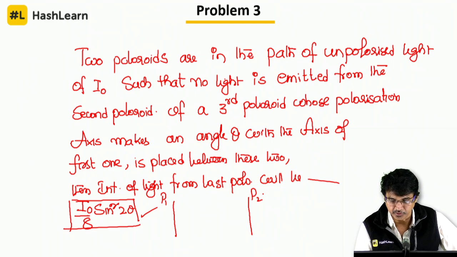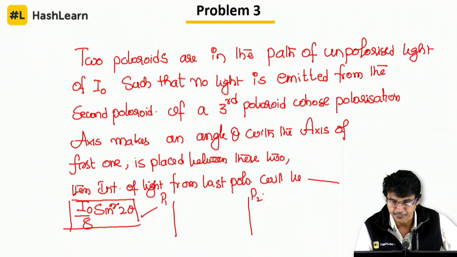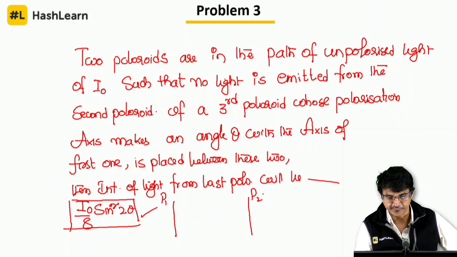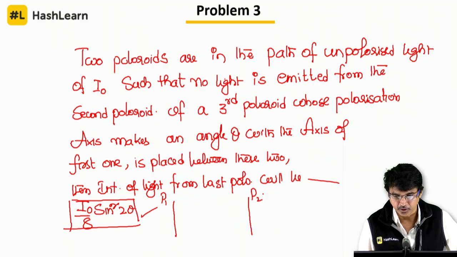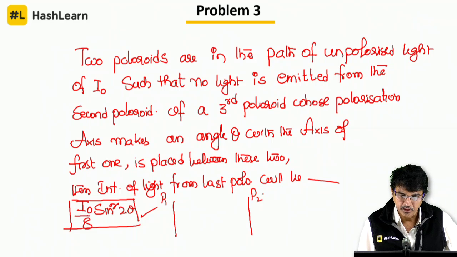So, when you observe that light is not coming out, it means they are placed perpendicular to each other, which is called crossed polarizers. If one is along the y axis, the other should be along the x axis. If one is along the y axis, the other should be along the z axis. If anybody does not know this, please make a note of it. For light not to be emitted from the second polaroid, it should be placed crossed with the first polaroid. So, it is very clear that the angle between P1 and the last polaroid P2 is 90 degrees.